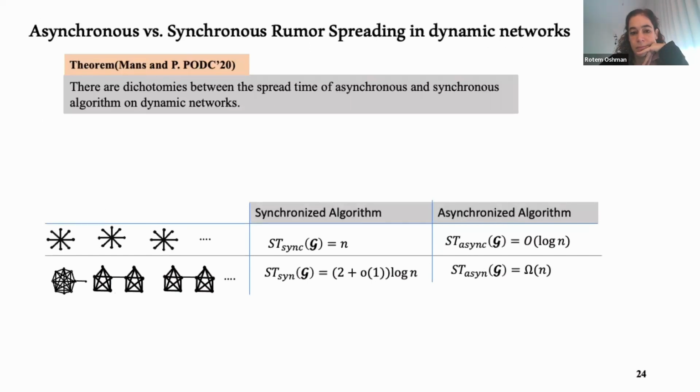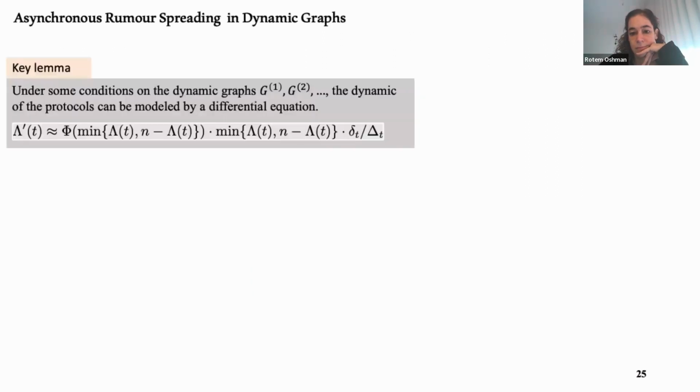Motivated by this type of dynamic graphs, we started exploring asynchronous rumor spreading in dynamic graphs. In this work, we consider some popular dynamic graph models and we study the spreading time of the asynchronous rumor spreading algorithm. Our finding is based on a key lemma, which I'll explain here. We showed that if we are given a dynamic graph, the expected number of informed nodes approximately satisfies a differential equation, which is based on graph properties.